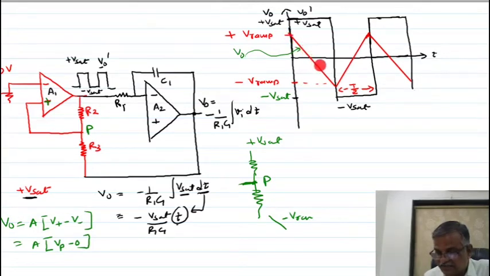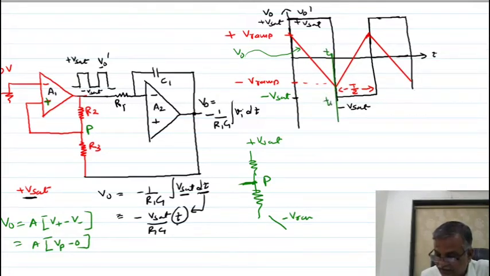See here. Here is a fixed voltage, how much? Plus V sat. Here is how much? A negative going ramp. So the potential at this point is changing. When this negative going ramp attains this value, how much? Minus V ramp. At which time am I writing? I am writing at T1 time.